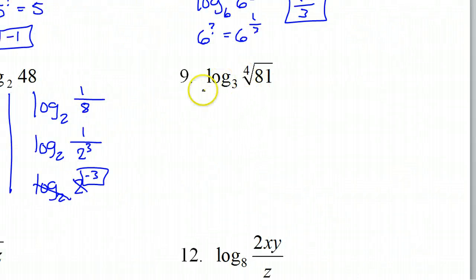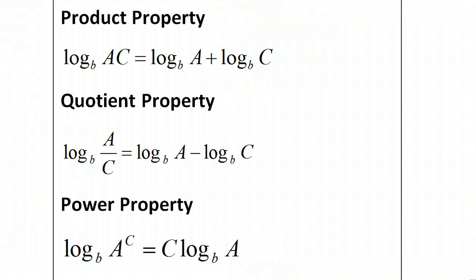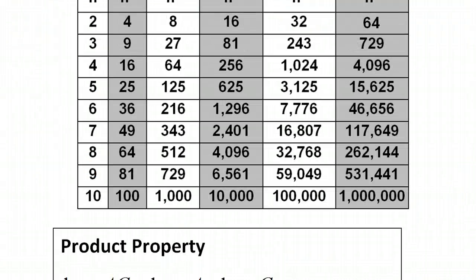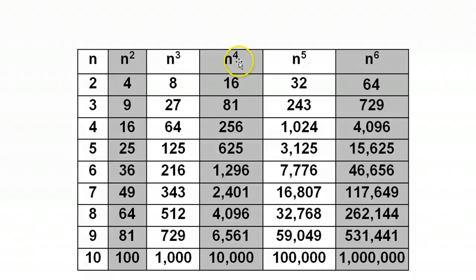Okay, looking at this one. Remember, the 4th root is the same thing as a 1/4 power. So, wait a minute. Stop, collaborate, and listen. I was about to do that the long way. The 4th root of 81. We can just get that right off the table, my friends. The 4th root of 81 is 3.